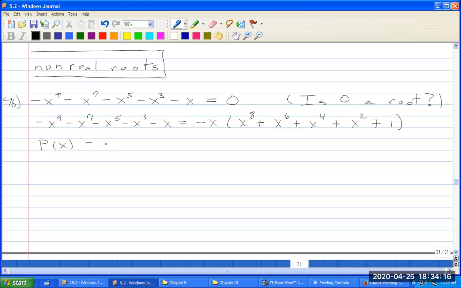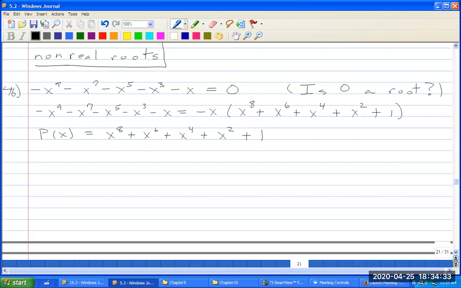And so let's look at x to the 8, 6, 4, 2, and 1. Okay, so now let's look at the positive real roots.